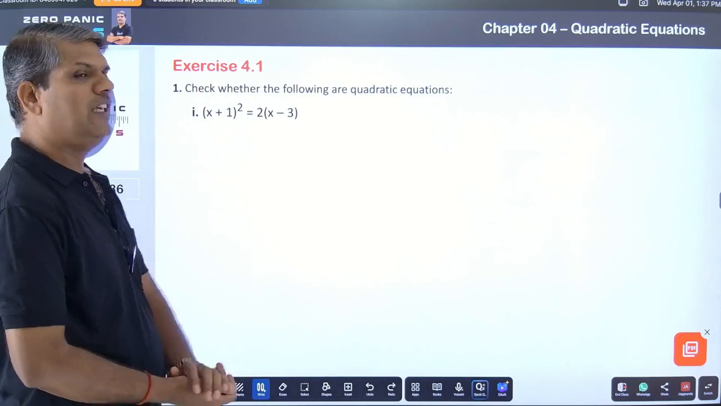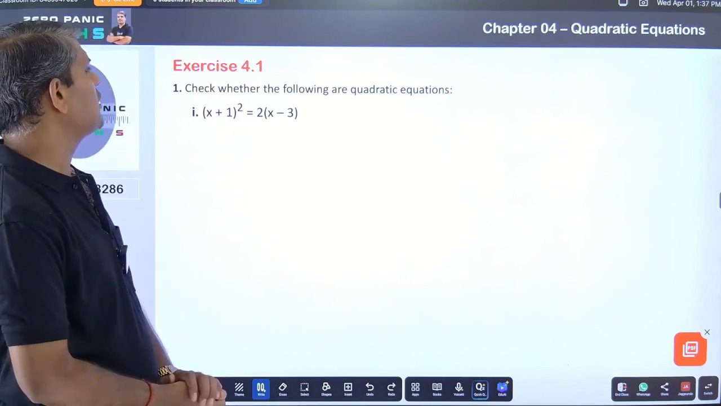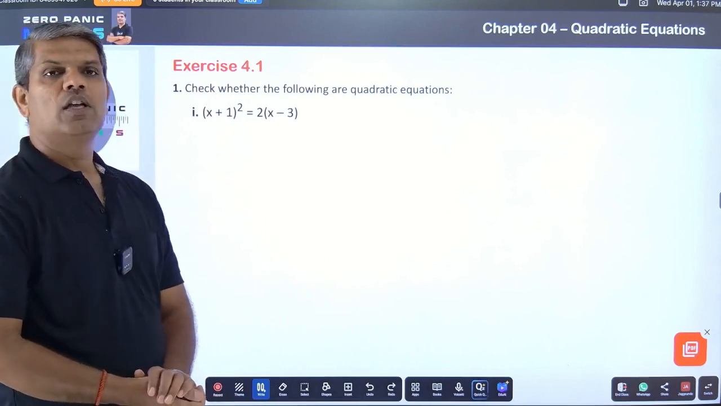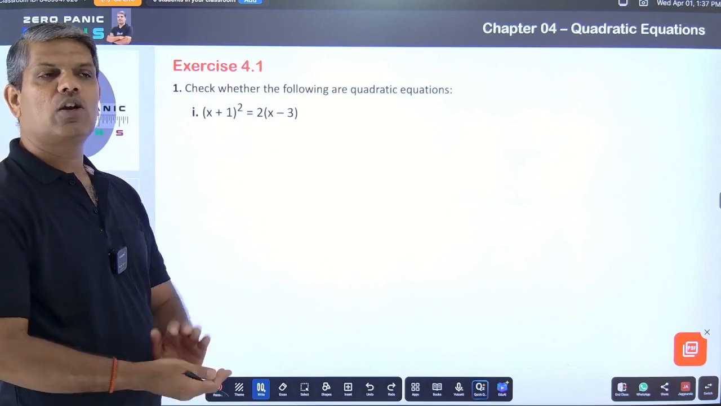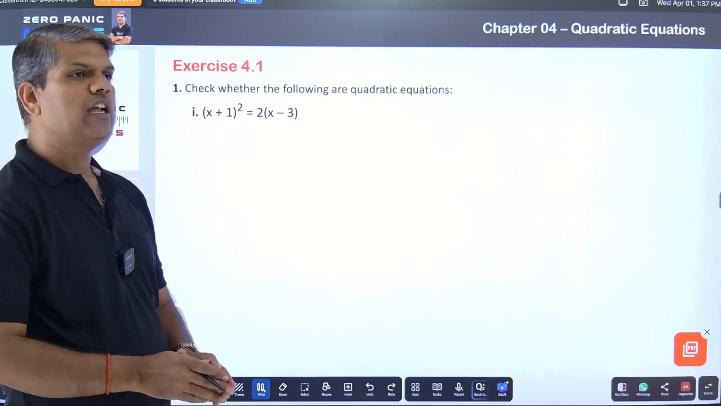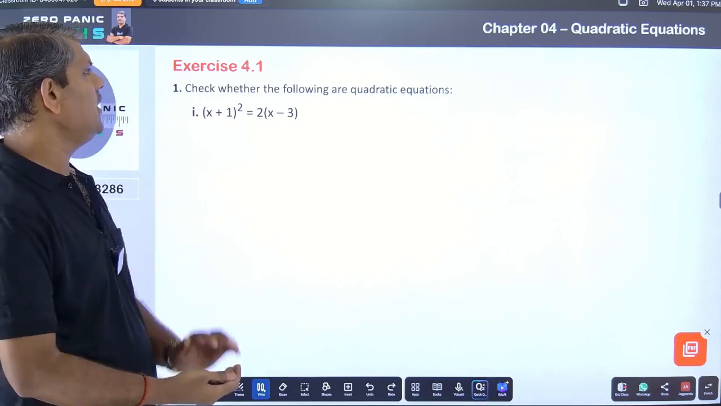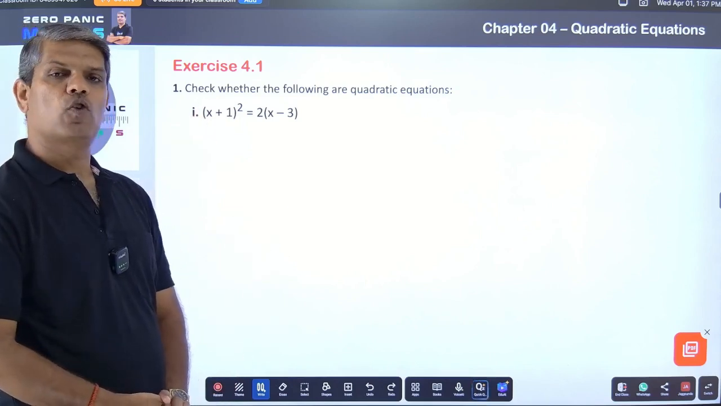Now we come to exercise problems 4.1. So let us stop our discussion here and end the session here, and in the next session we will see the exercise problems 4.1.